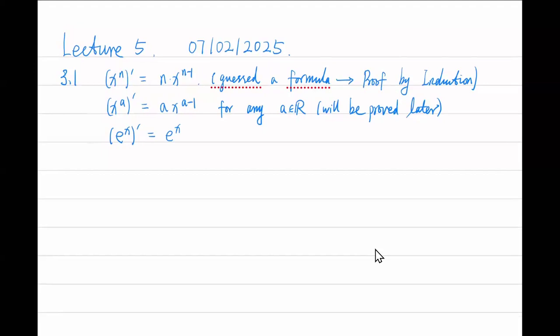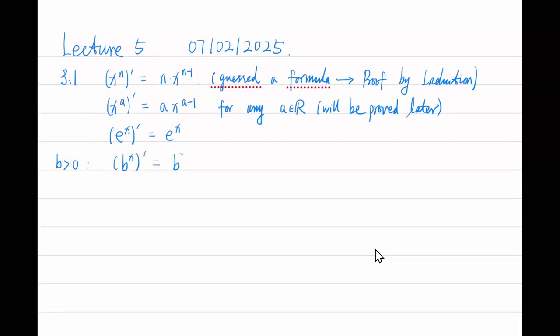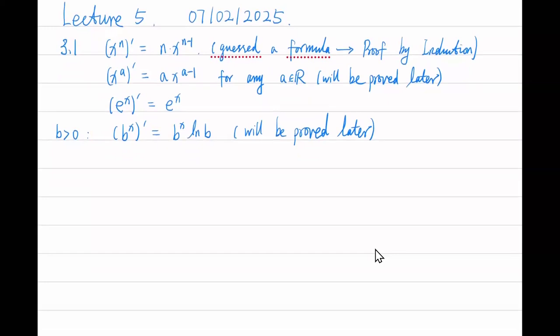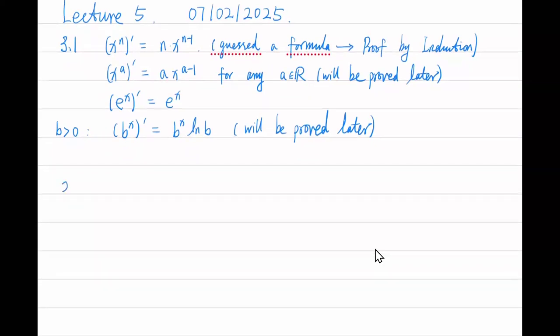And slightly more general, for a positive base, I use b, the exponential function. Again, this will be proved later. First, we have the formula, then we will see how to prove this. Then in the next section, we introduce the product rule.